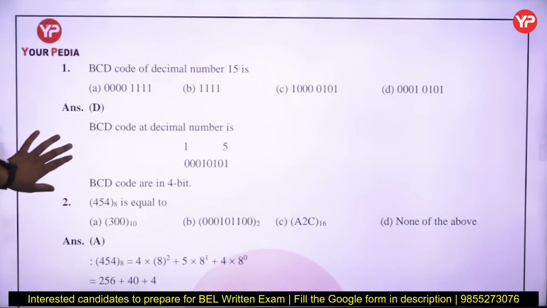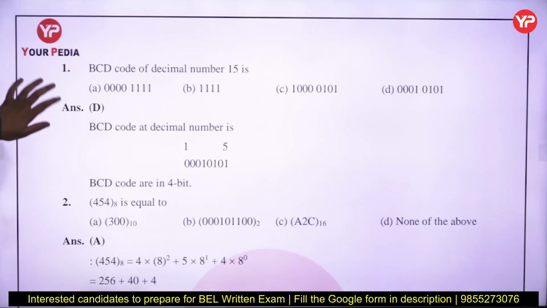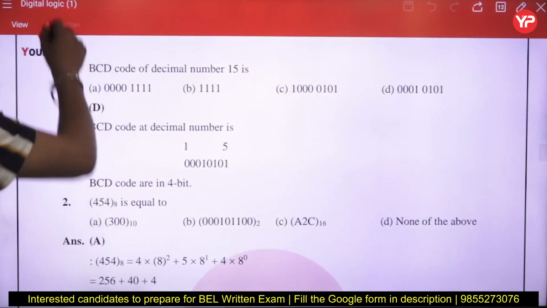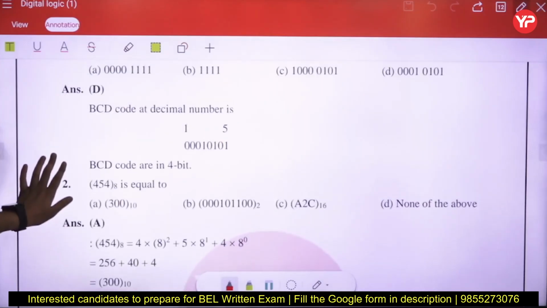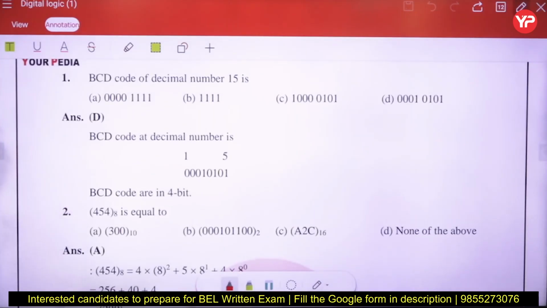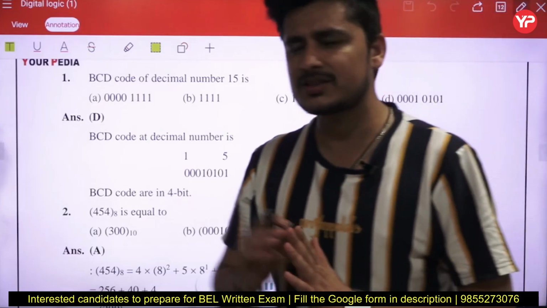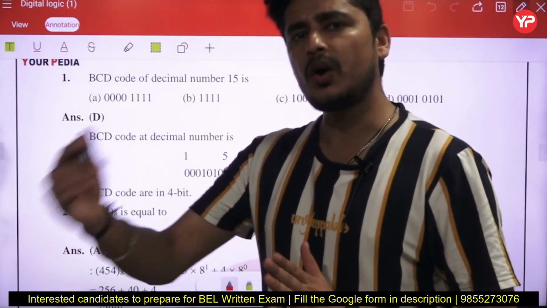Okay, let's start. The first question is: BCD code for the decimal number 15. Whenever he is asking about the BCD number, remember that thing. BCD number means what? Binary coded decimal. Sometimes he may ask you the definition: what is a BCD number?